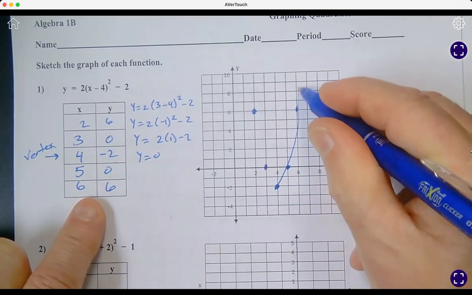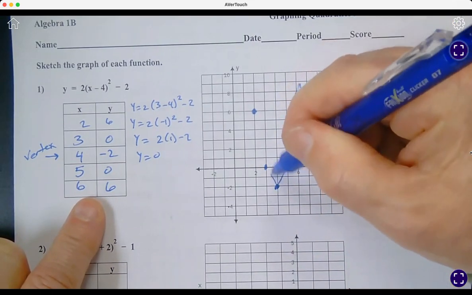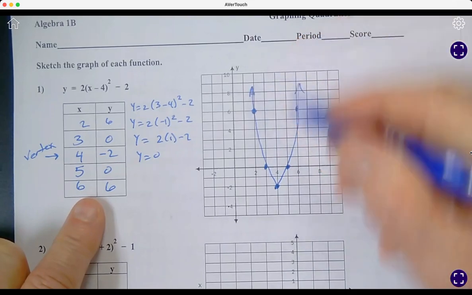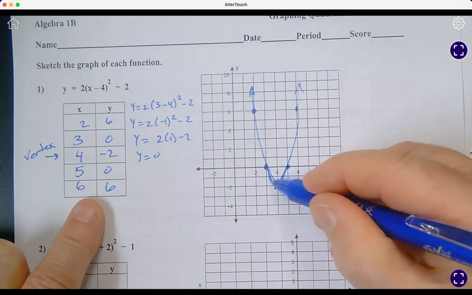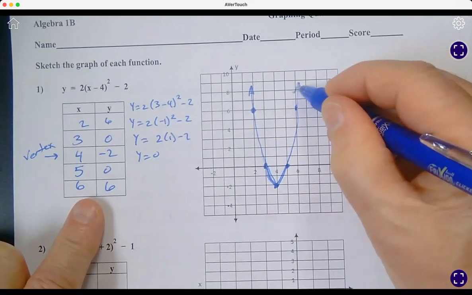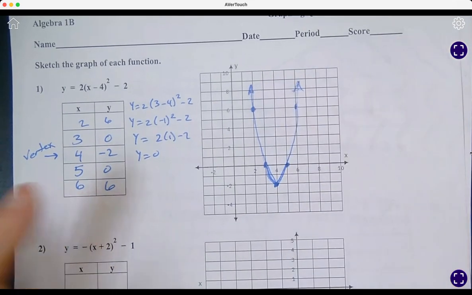Make sure that bottom is rounded. And put arrows on the end. Goes up forever. That's a little too pointy right there. All right, little too pointy. So round that. All right, make sure your arrows go on the ends. All right, here we go.